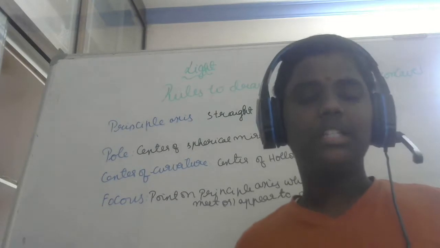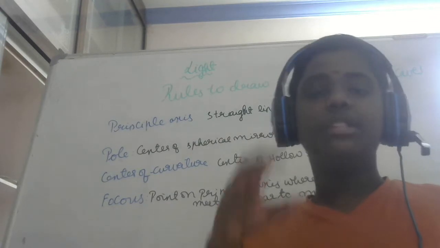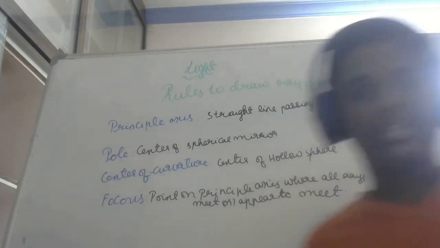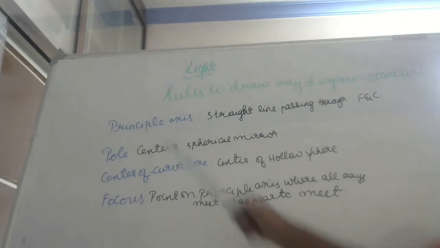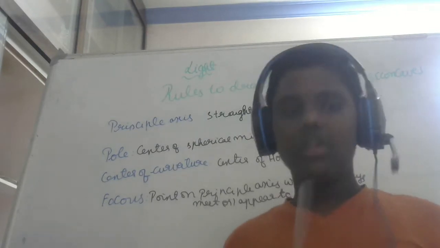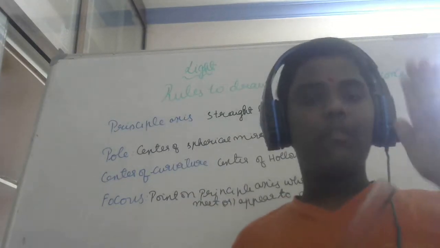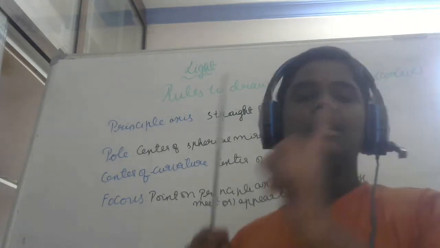Before learning the rules of drawing the ray diagrams, first let us know a few terminologies related to mirrors, a mirror or a concave mirror especially. For drawing the rules, we surely need to know these four important terminologies: principal axis, pole, center of curvature and focus. What is principal axis? It is a straight line that passes through focus and center of curvature.